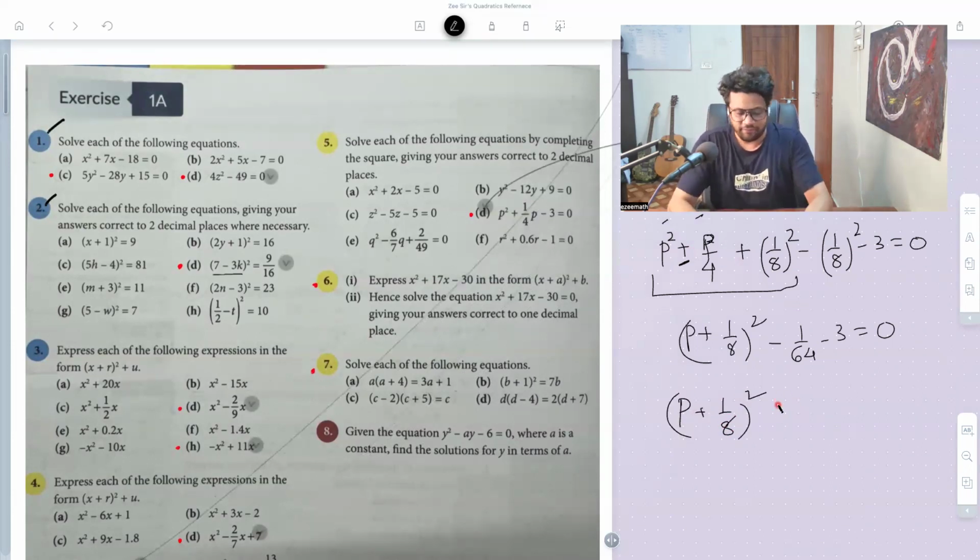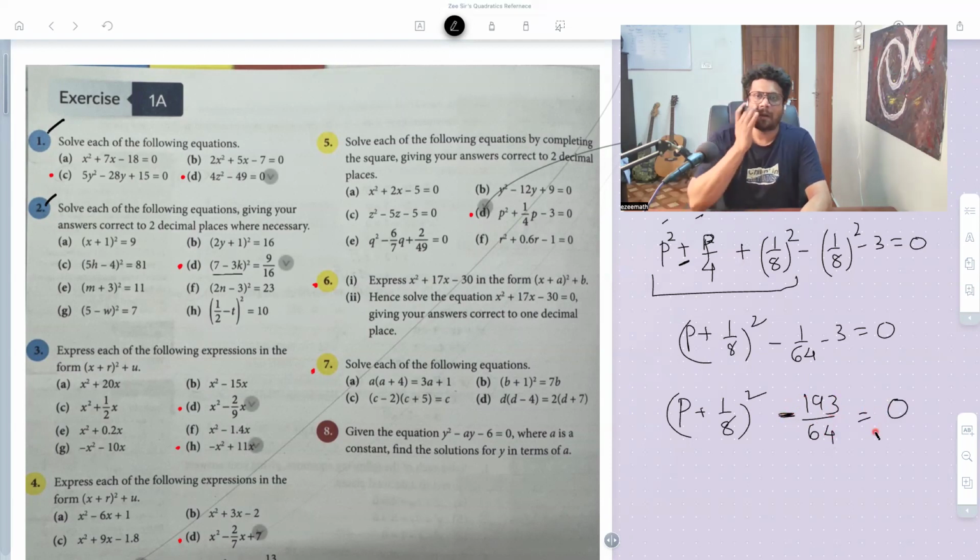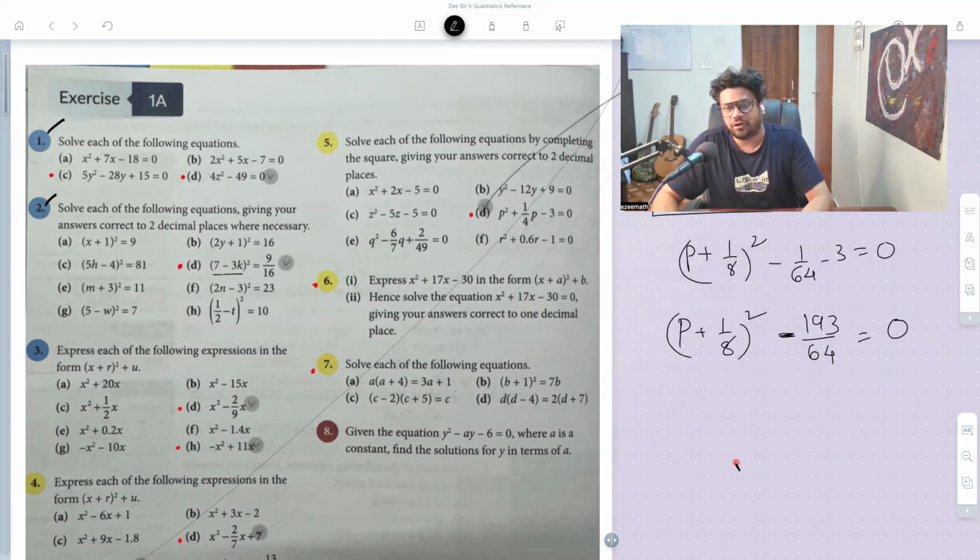And that's a negative 1/64, minus 3 comes out to be negative 193/64 equal to 0. I find it weird how it's not a perfect square, this thing. But again, we'll see. (p plus 1/8) whole squared. Now, that was the square form done.